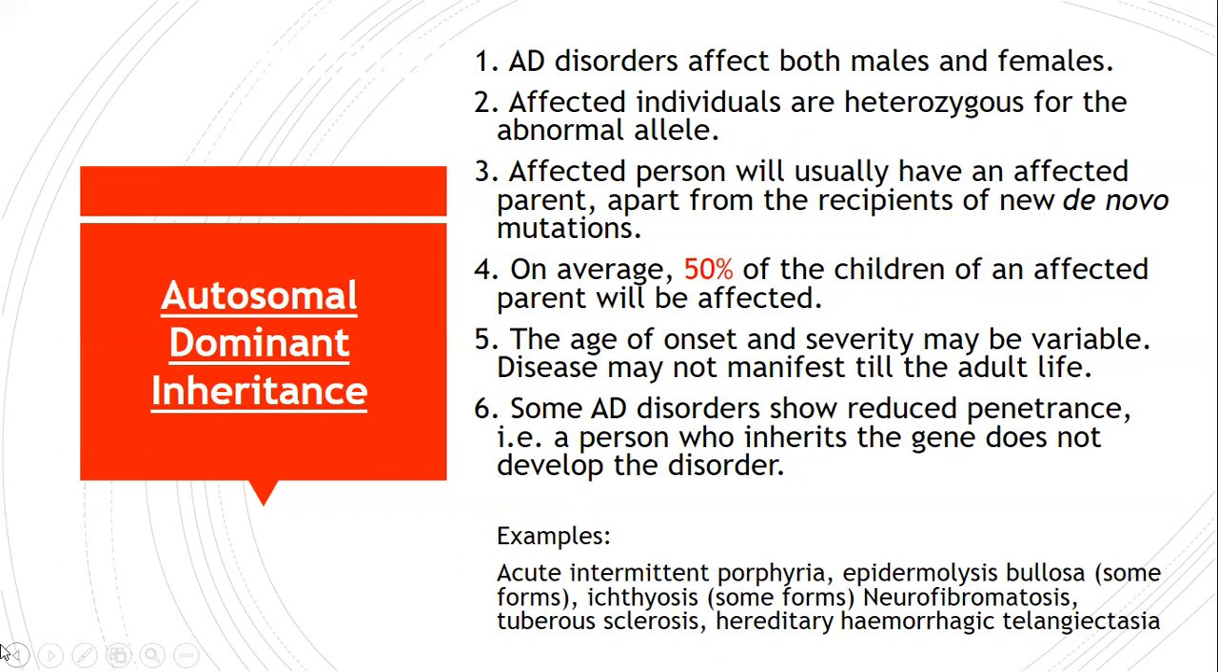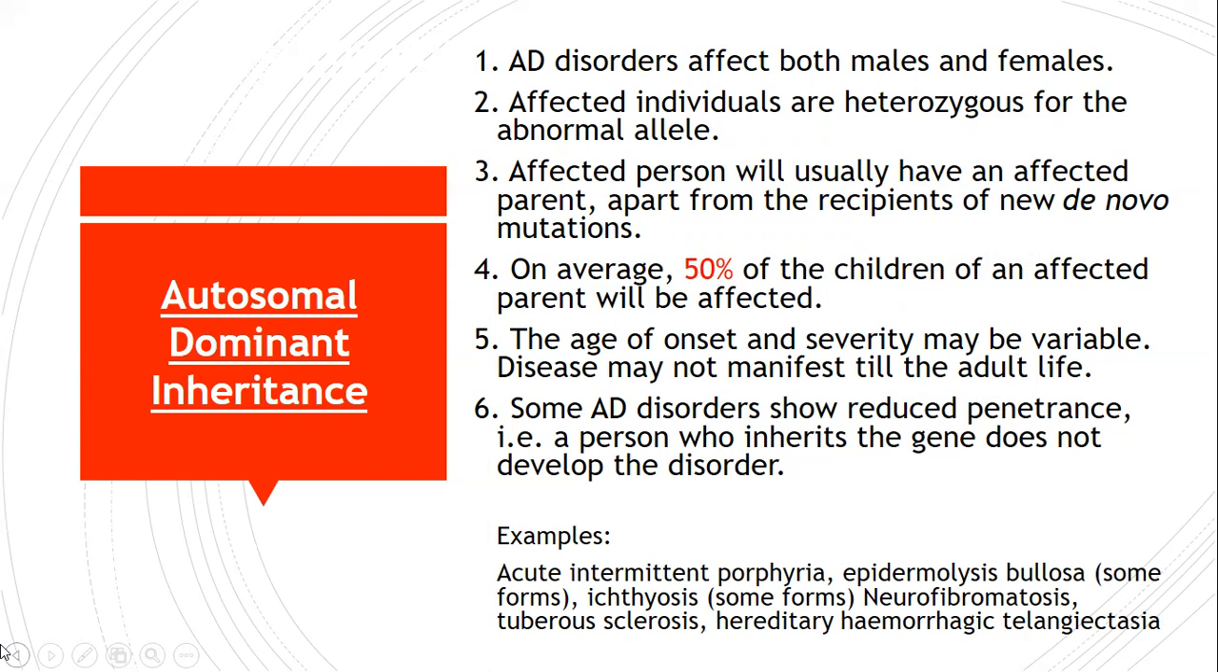Affected person will usually have an affected parent, apart from recipients of new de novo mutations. So since it's a heterozygous character, 50% of the offsprings of an affected parent will be carrying that particular gene and will be affected. The age of onset and severity may be variable, and disease may not manifest until adult life.